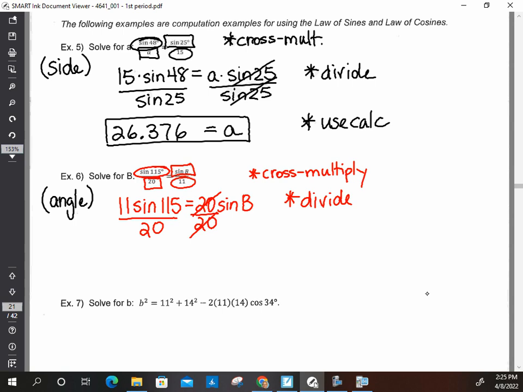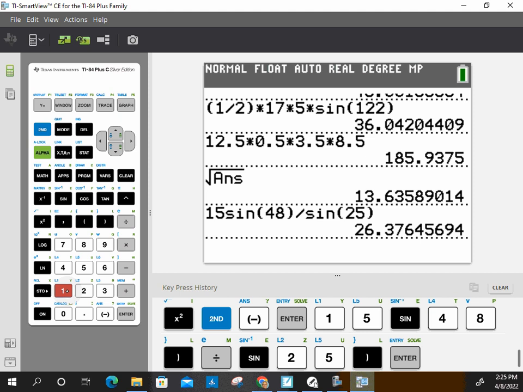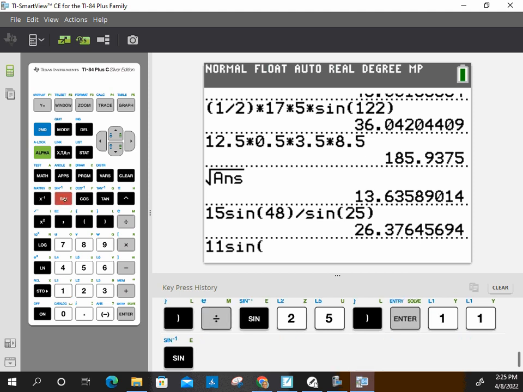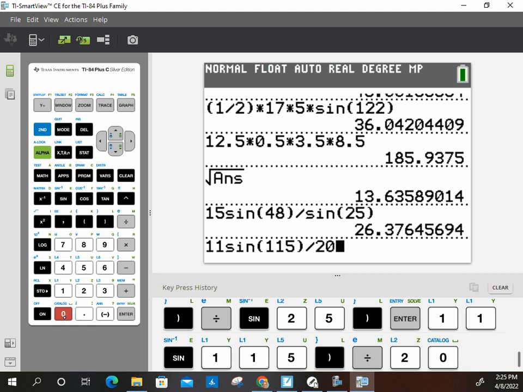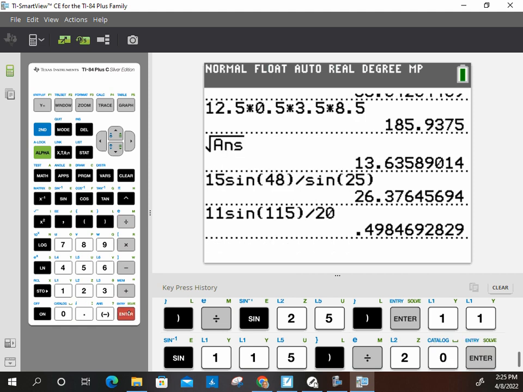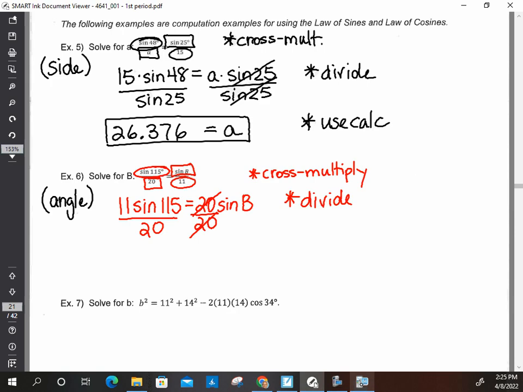So at this point, if we go ahead and use the calculator, you get 11 times sine 115. Make sure you close the parentheses after that 115. The 20 was not inside of the parentheses, so don't include it. Divide it by 20. You get 0.498. So 0.498 equals sine of b.